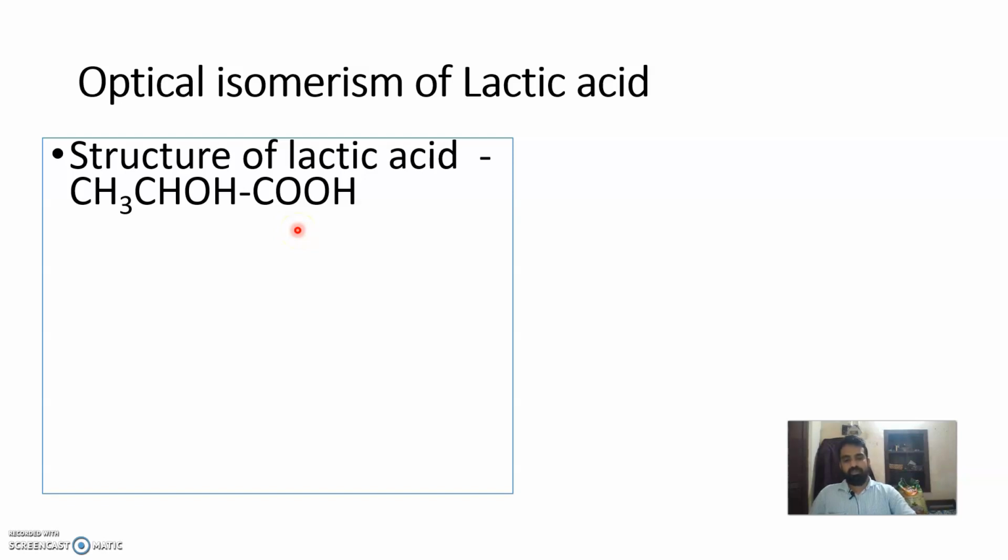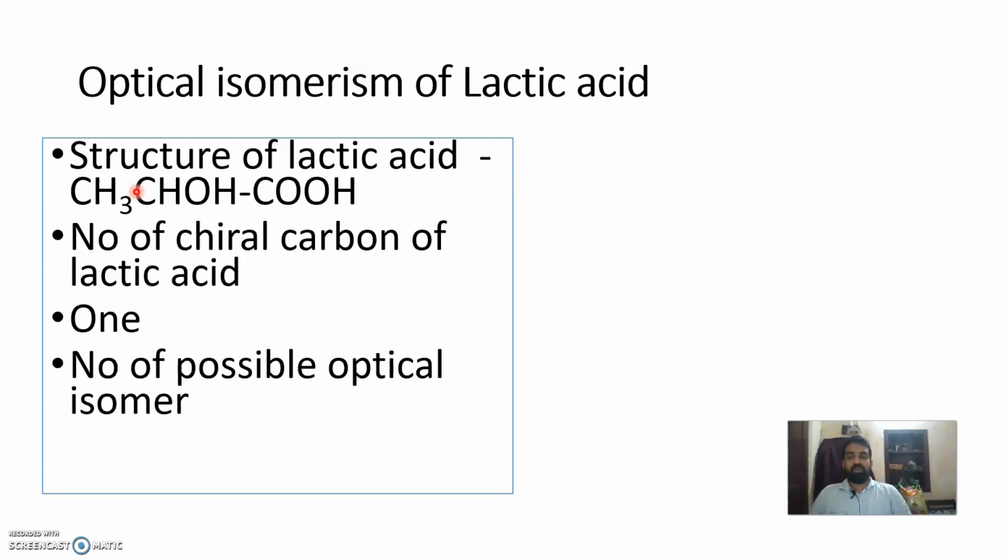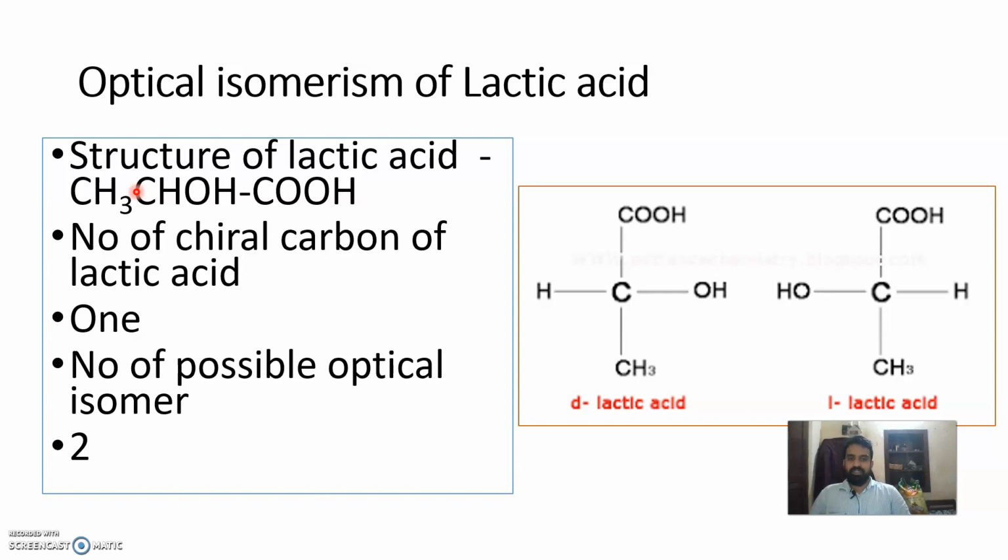Okay. So how many chiral carbons are there for lactic acid? It is 1 chiral carbon. So how many optical isomers will be possible? 2 raised to 1, that is 2. Number of possible optical isomers is 2. Okay, so this is lactic acid. Lactic acid ഒരു chiral carbon ആണുള്ളത്. So there will be 2 isomers.